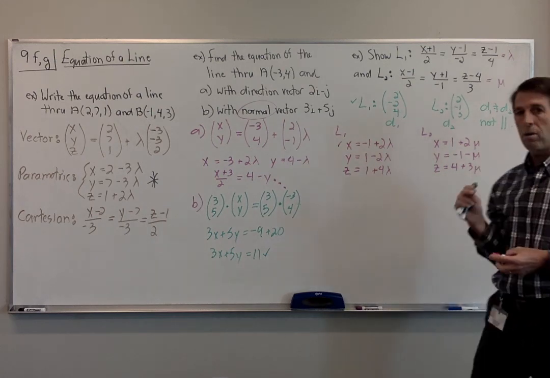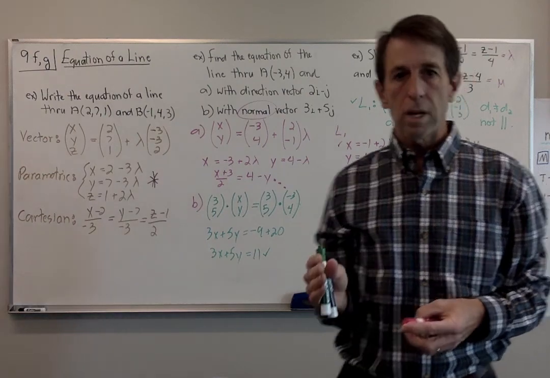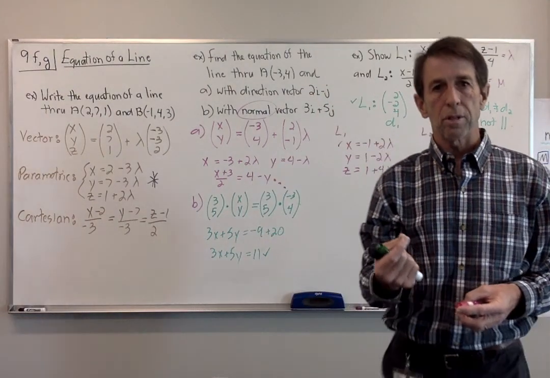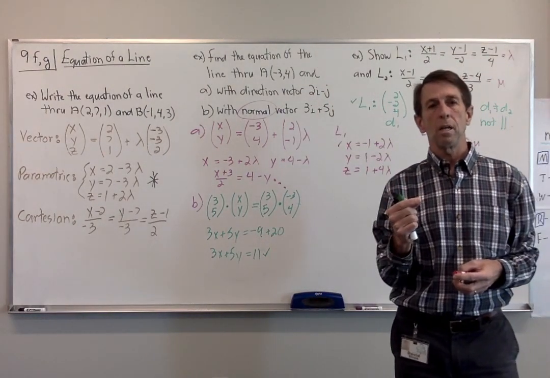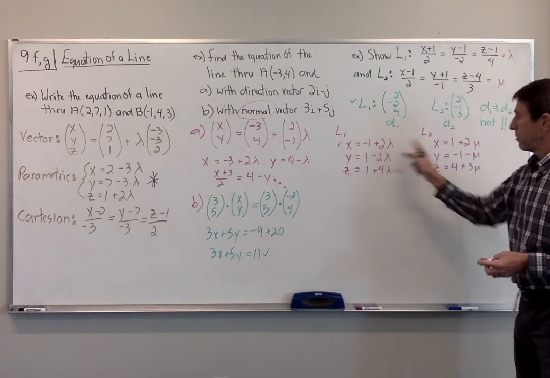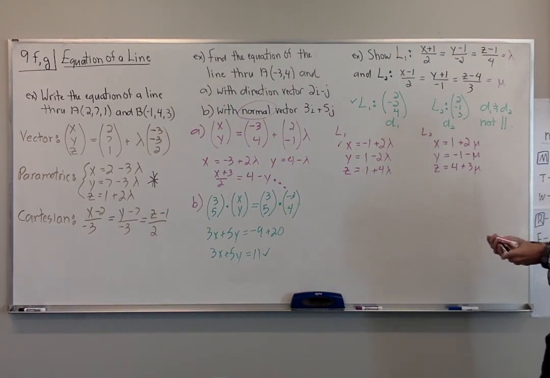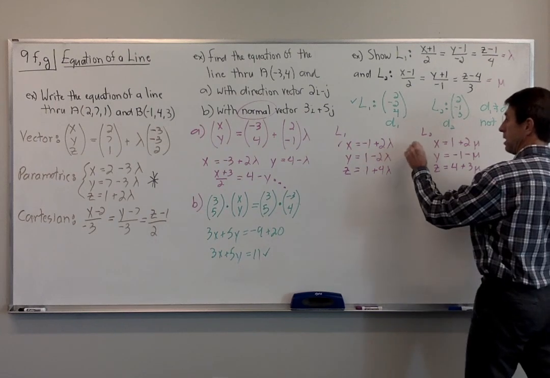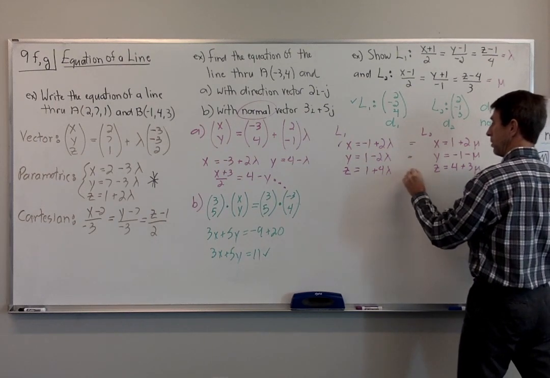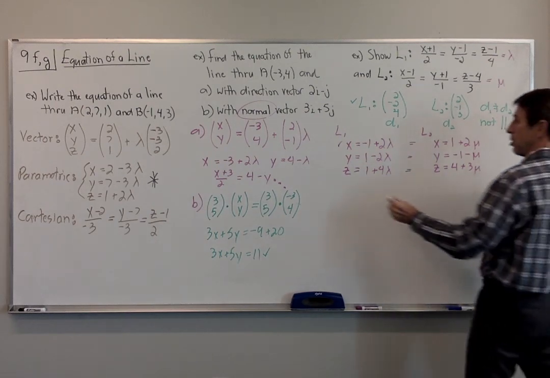Now, basically, it comes down to this. If these are not parallel and they don't intersect, they're skews. So if they do intersect, there must be an x, y, and a z that works for both of these. So now it just comes down to letting these two be equal, these two be equal, and these two be equal. And then solve the system.